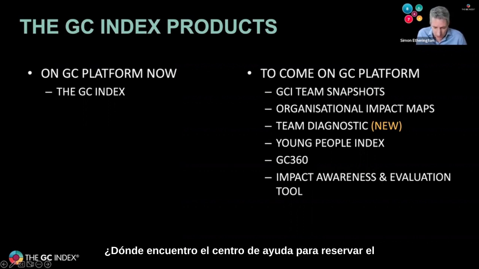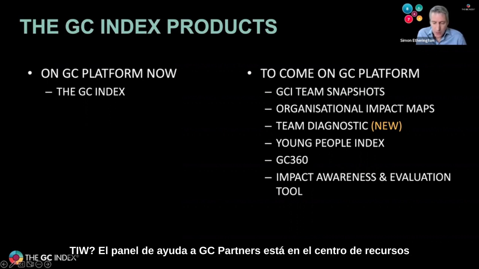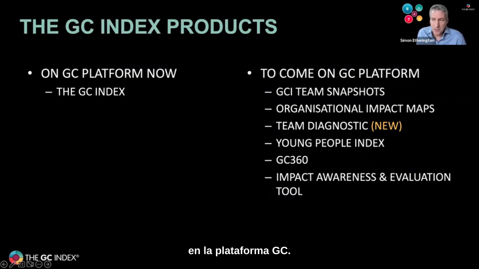What's the next question I've got? Where do I find the support hub so I can book TIW? The GC Partner support dashboard is in the resources hub. The resources hub is on the GC platform. Hopefully that's answered that question. Just go onto the resources hub and type in dashboard and it will come up. Yeah, you'll see it straight away. And then once you've got the PDF, it's just a simple click on it. It's a calendar link and you can just book up on any of the elements there.